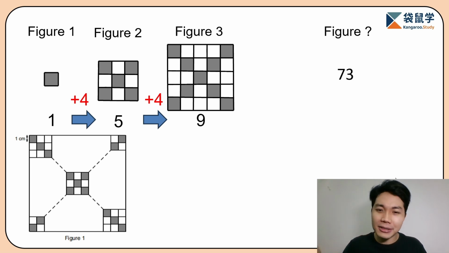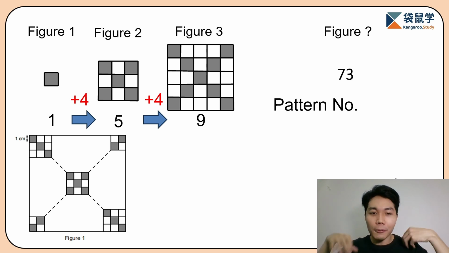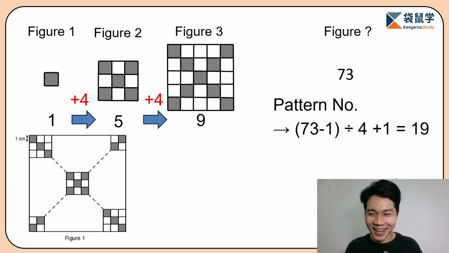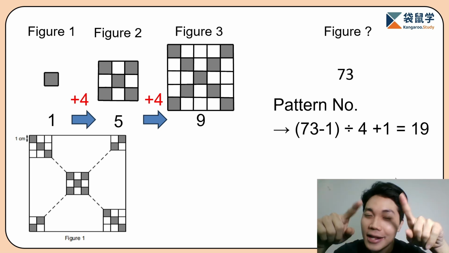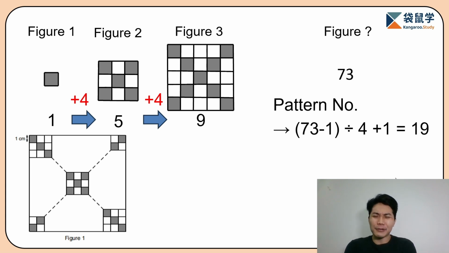So to find the pattern number, what we need to do, first, we just take the number of plus 4s, which is 73, minus the first figure, which is 1. We divide by 4, and then don't forget, we need to plus 1. So we get 19. Now we solve the question. Not yet, because don't forget, the question is asking for the perimeter. With perimeter, how do I find it?